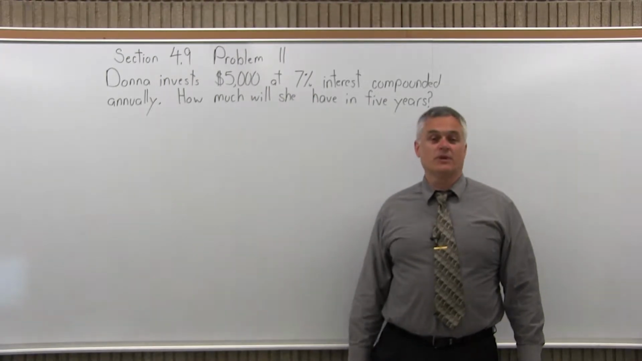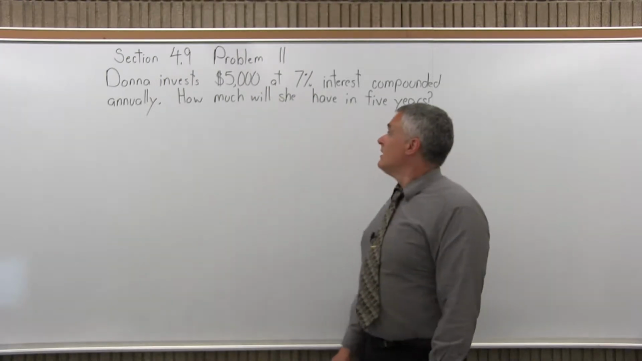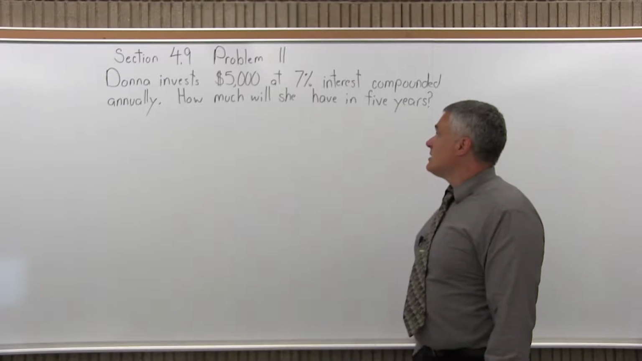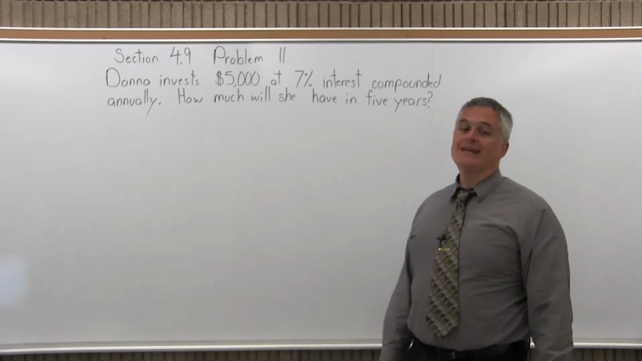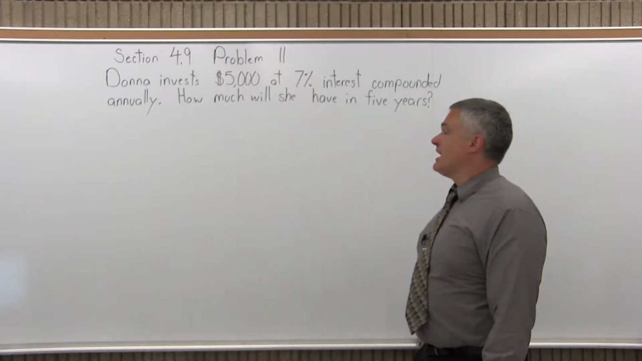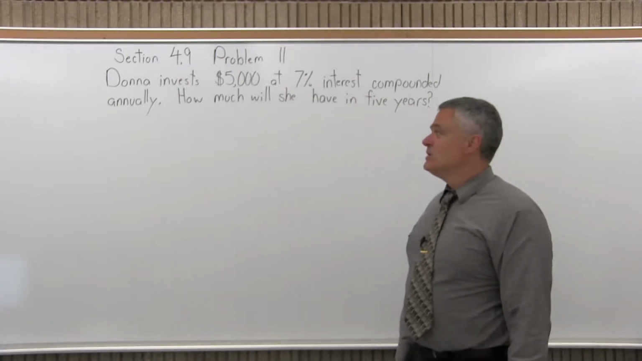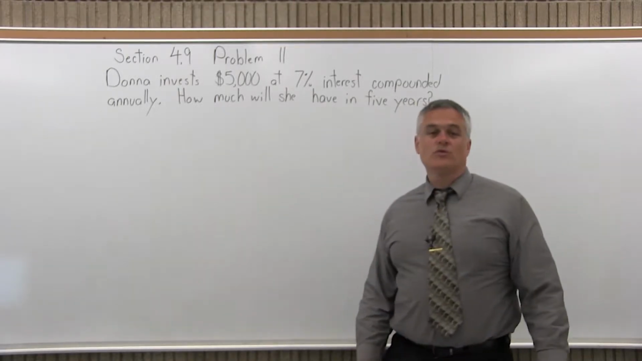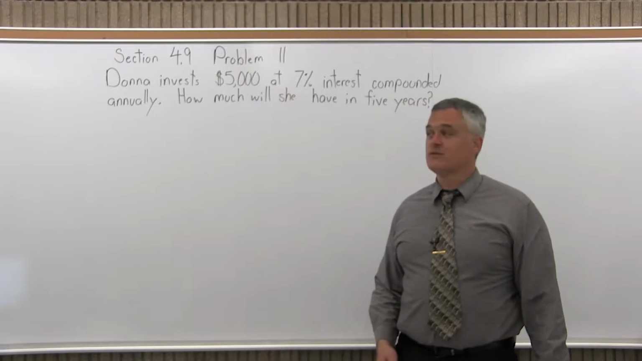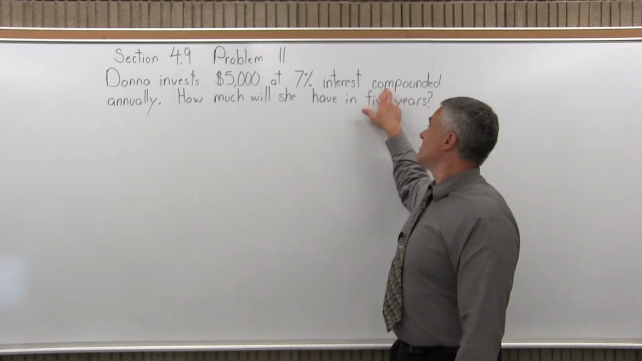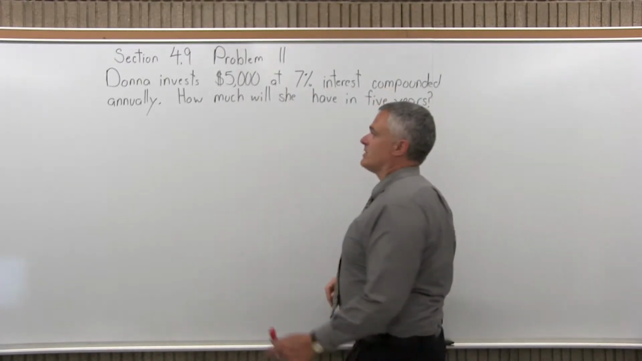This is Section 4.9, Problem 11. Donna invests $5,000 at 7% interest compounded annually. How much will she have in 5 years? So first, which formula do we use? Simple interest or compound interest for this? Well, definitely compound because it mentions how frequently it's compounded, the type of compounding.